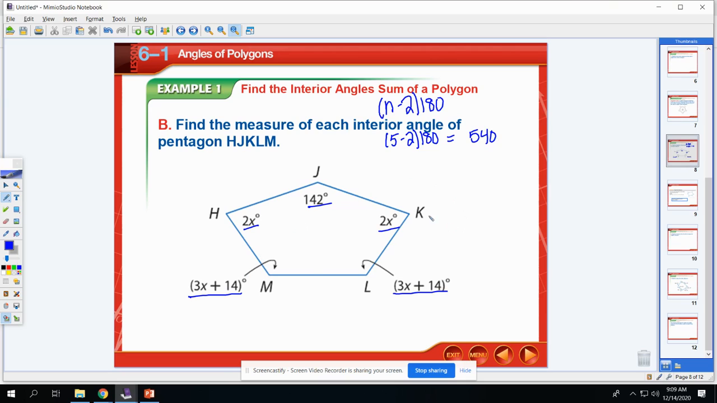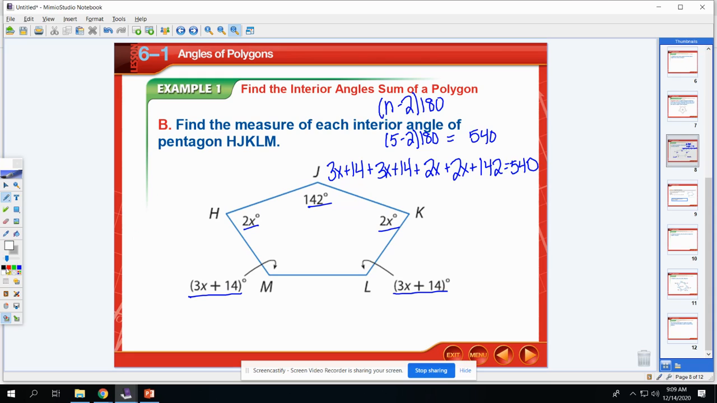So now that we know that all 5 of these angles add up to 540, we want to do just that. Okay, we want to take all of these angles, add them together, and set that equal to 540. So I'm going to write it out. It's going to be really, really long, but we're going to condense it, and hopefully it'll make more sense once we do that. So add up all 5 of our angles here, 3x plus 14 plus 3x plus 14 plus 2x plus our other 2x. And you cannot forget our 5th angle here, 142. So that is equal to 540.